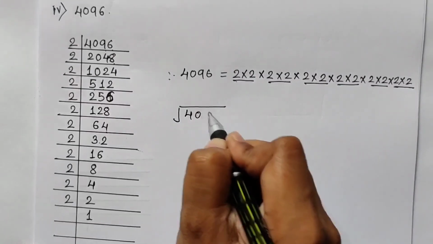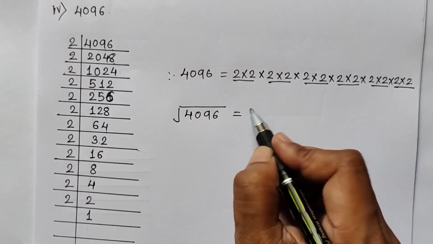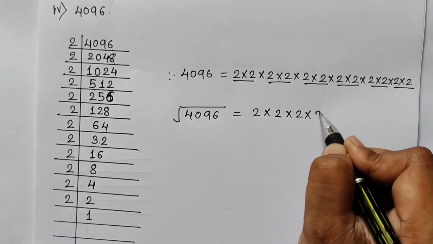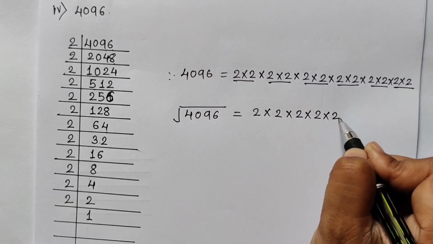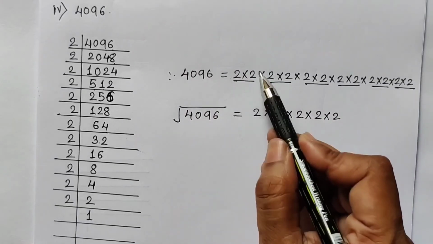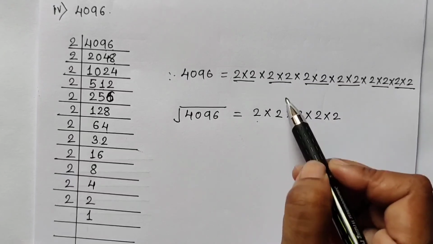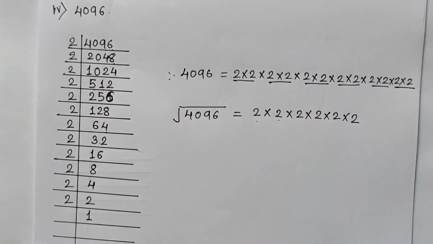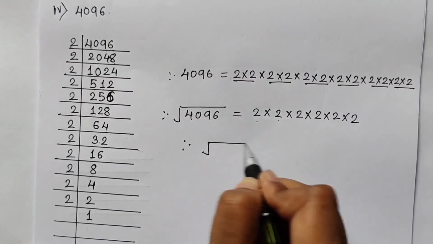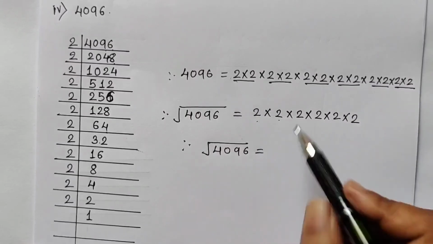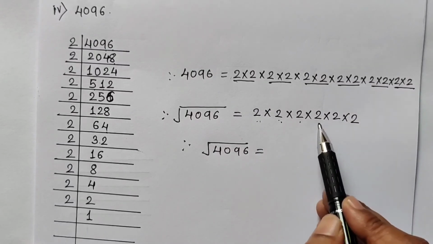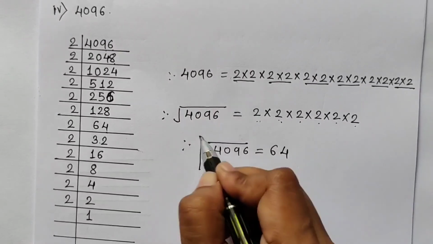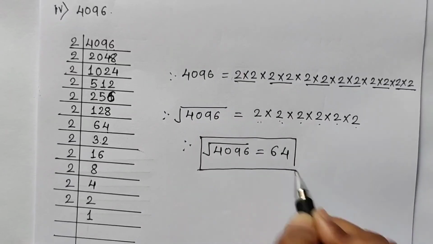Put it in the square root symbol and then write 1 time. 6 pairs we are getting, that means 2 we have to write 6 times. In place of these 2 2s we have to write 1 time. So in this way we are going to write it as 6 times. So now write the answer. Therefore square root of 4096 is equal to 2 2s are 4, 4 2s are 8, 8 2s are 16, 16 2s are 32, 32 2s are 64. So square root of 4096 is 64.